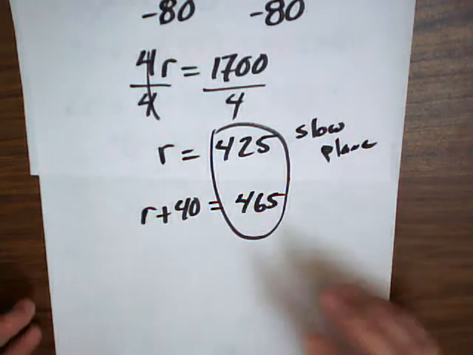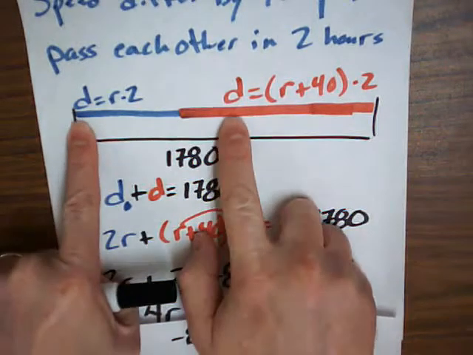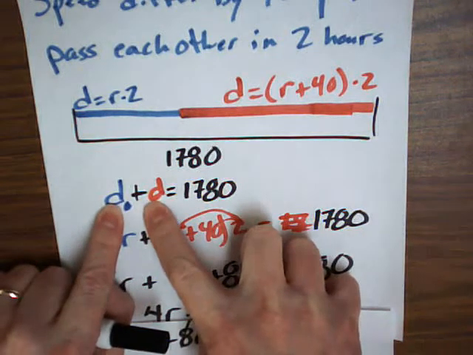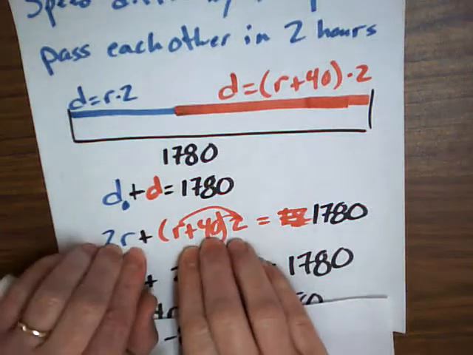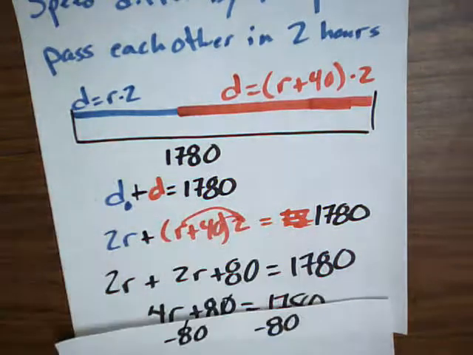The process never changes. It's always going to be D plus D equals 1780. You're always going to add the two distances together, and you're always going to be doing it like this. These numbers will change, but the process won't.